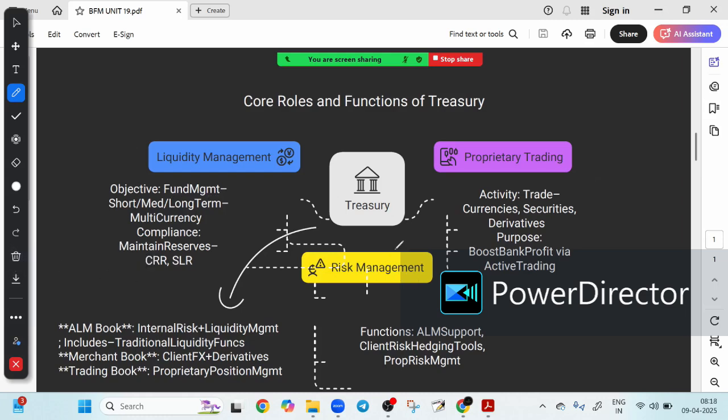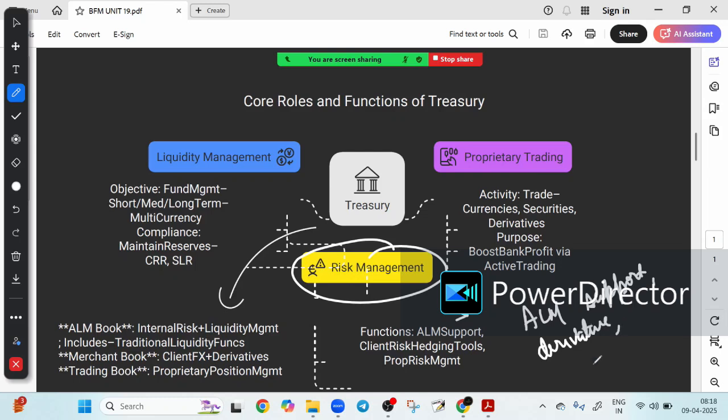So after liquidity management comes risk management. You know what it means? See, risk never sleeps, but the treasury is always a step ahead. By using tools like ALM support, there is a tool that is used. Derivative is another tool. And then we have the client risk hedging tool. So by using these tools, the treasury safeguards the bank's finance. Yes, it safeguards the bank's finance, right?